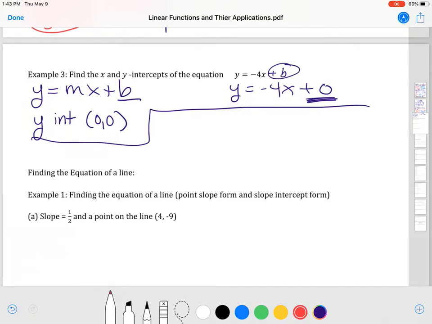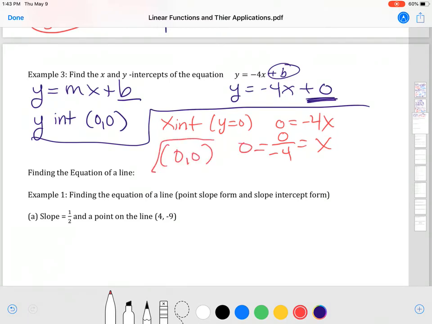Okay, now let's find the x-intercept. The x-intercept is the value of x when y is 0. So I'm going to plug in 0 for y and solve for x. When I divide both sides by negative 4, I get 0. So my x-intercept is 0, 0 as well. So this is a special case. When I draw my line, it's going to cross at the origin, which means it's crossing the x and the y-axis in the same place at 0, 0. So the special case where both the x and the y-intercept is the same ordered pair.